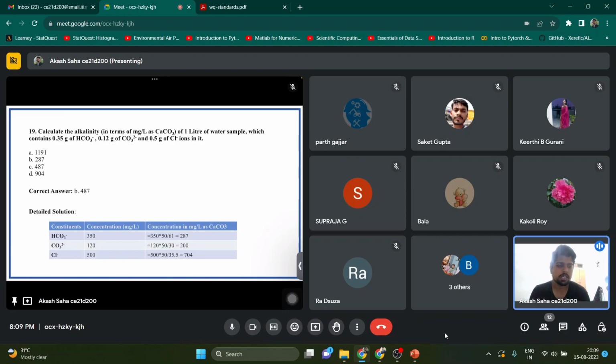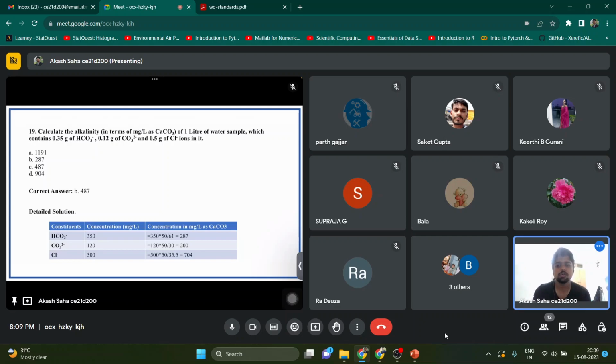So here I have prepared a table which has the constituents, the concentration, and then I have changed the concentration as milligram per liter as CaCO3, as I've done before. So my bicarbonate concentration is 350, in terms of milligram per liter, because 0.35 grams will be equal to 350 milligram, and in 1 liter solution it will be 350 milligram per liter. So my bicarbonate will be 350 milligram per liter.